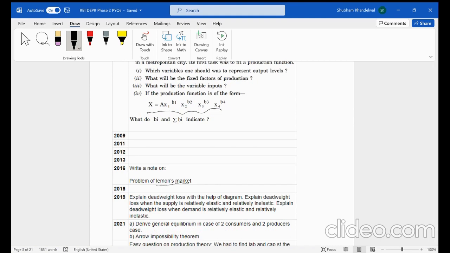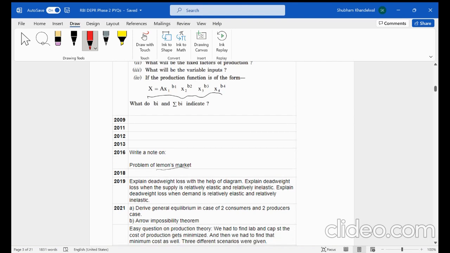So it was basically you had to explain deadweight loss with the help of a diagram, and then you had to consider different scenarios in which the supply is relatively elastic and relatively inelastic. Similarly, the demand relatively elastic and inelastic, and then you had to show the impact on the deadweight loss. So many graphs you had to make here. So a little bit lengthy question, but not a very difficult one. I mean, very straightforward question, but lengthy. But you can expect lengthy questions because you have to do just 5 questions and you have 3 hours.